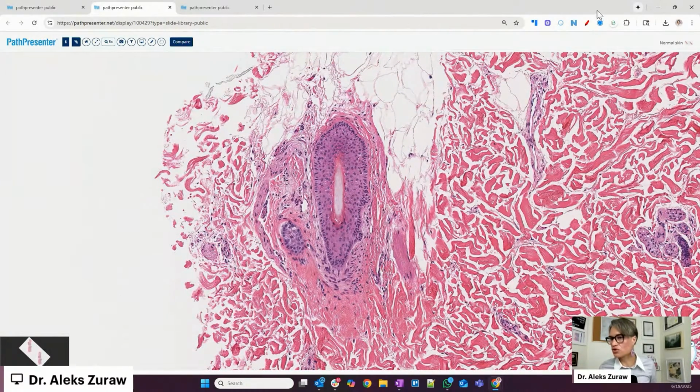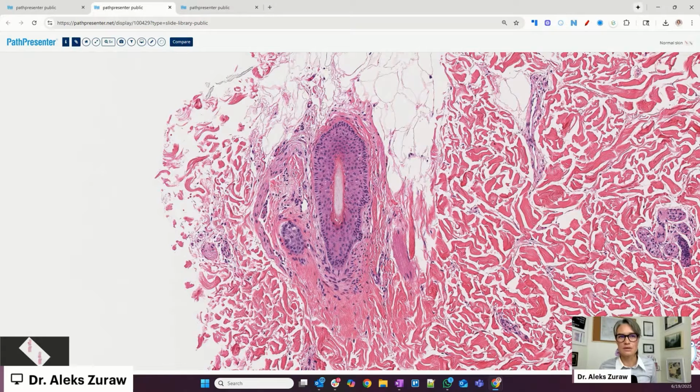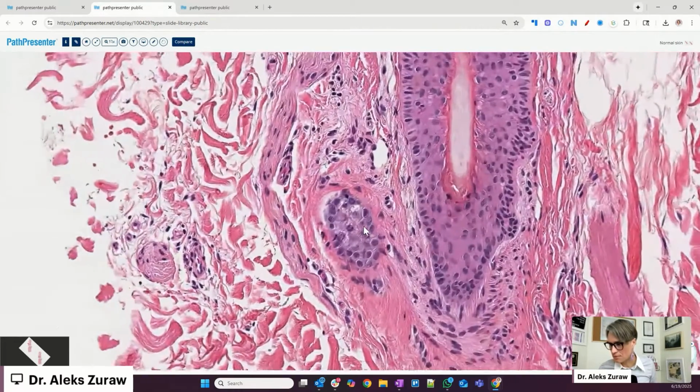And it's like this unit. It's called a hair follicle unit. Oh, this is like another one. This is number one, and number two. And this unit is going to have the hair bulb, and it's also going to have associated sebaceous glands. I don't see them.